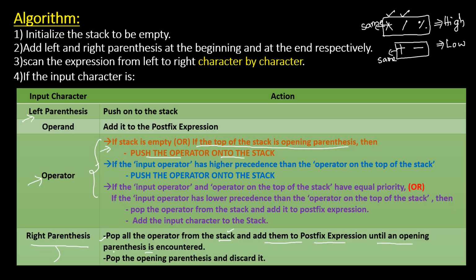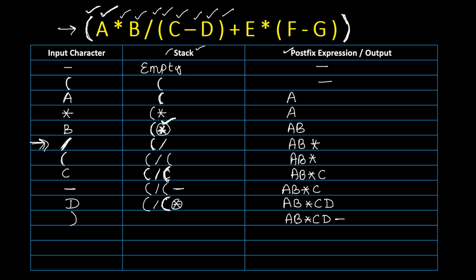See here, until a left parenthesis is encountered. This opening is nothing but left parenthesis. Okay. See the second point, pop the left parenthesis and discard it. So go to the stack, you pop out or delete this left parenthesis and just discard it. Don't add it anywhere to the postfix expression, just discard it. So finally what you get in the stack is left parenthesis followed by a division. And see the next symbol, that is plus. So plus is an operator.